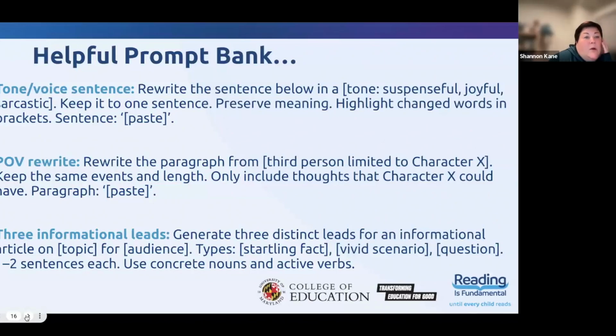So here are just some helpful prompt banks, similar to what we talked through, like rewrite the sentence. The bracket sort of is what you could put in. And then again, the paste is your sentence. For point of view rewrite, another helpful bank. And then the informational leads. Again, just some banks, some easy sort of take it and then make it work for yourself. Just something to think about.